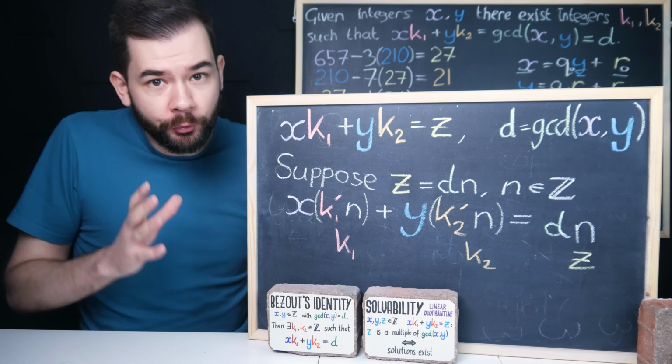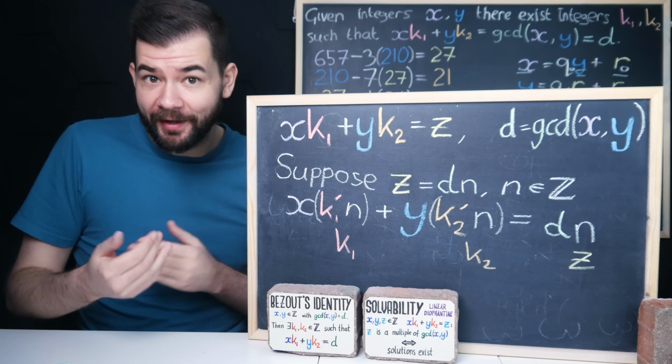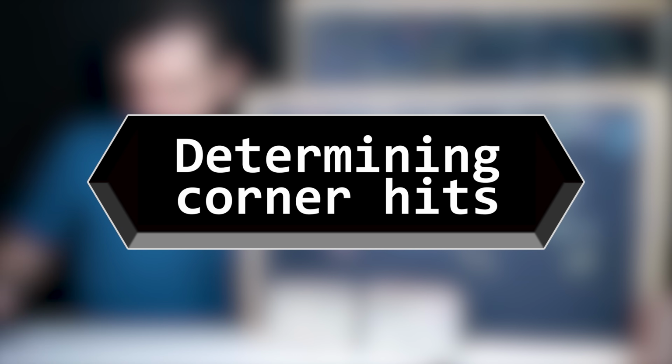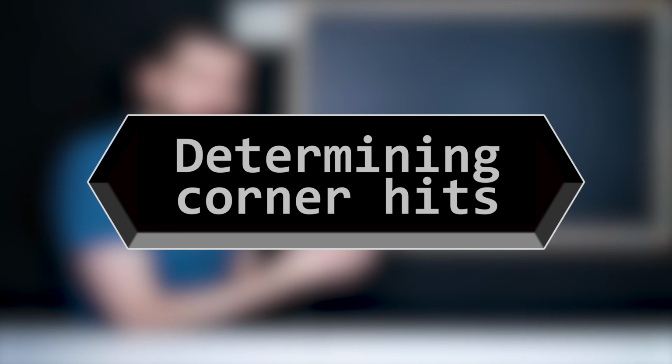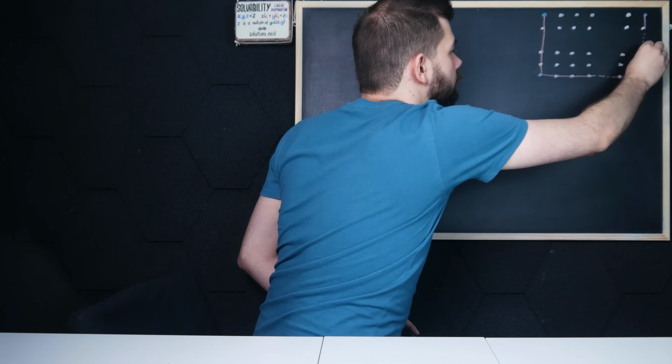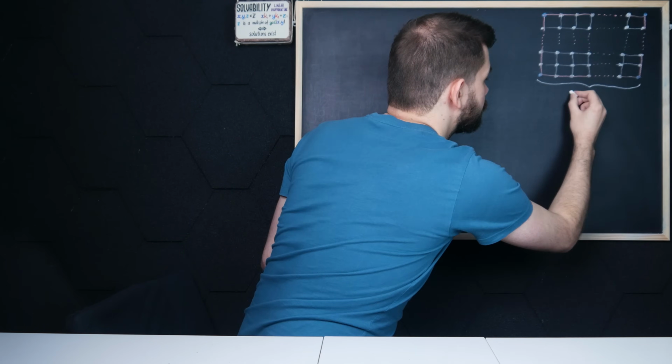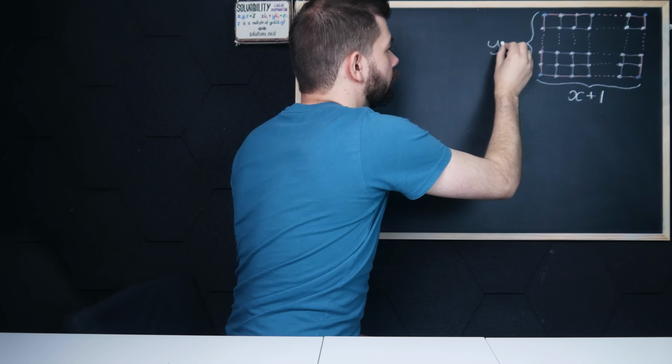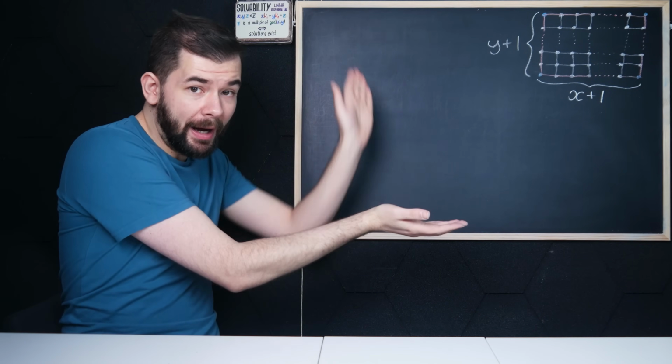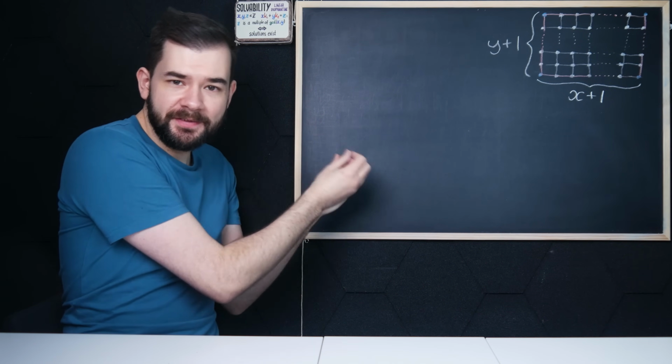Anyway, now we have all the tools we need, so let's bring this back into the land of the DVD screensaver. So we're going to go back to our lattice model and start with a lattice of width x plus 1 and height y plus 1. Why not just make it an x by y array? Well, because the algebra is easier this way.